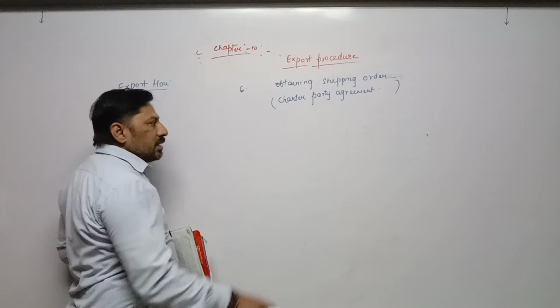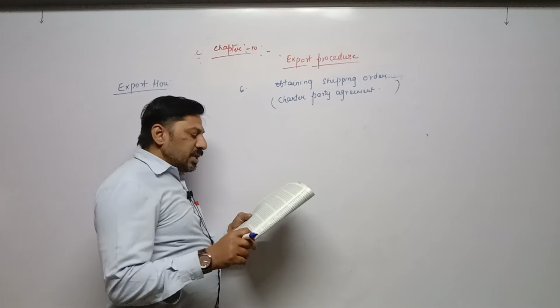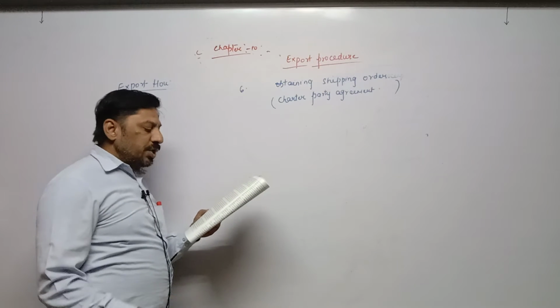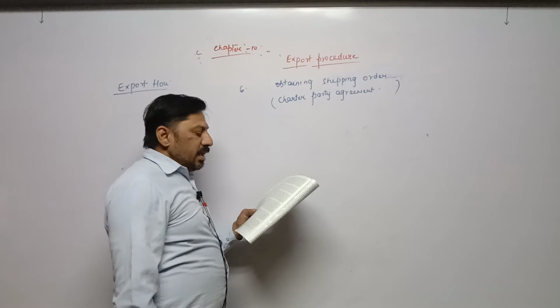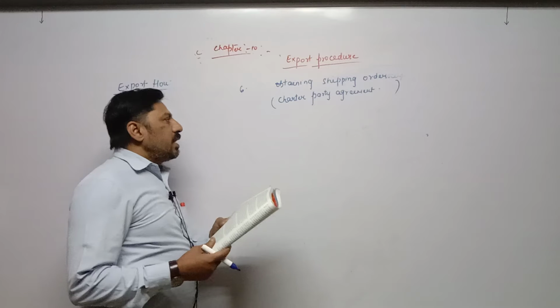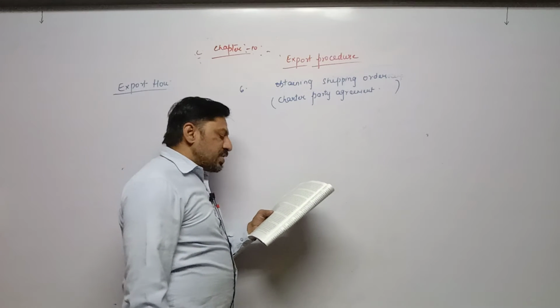That's why an agreement is made between the shipping company and the exporter. The agreement between the shipping company and the exporter to keep the whole ship on rent is called charter party agreement. The important point: the explanation may be asked separately. What do you mean by shipping order, or what do you mean by charter party agreement?